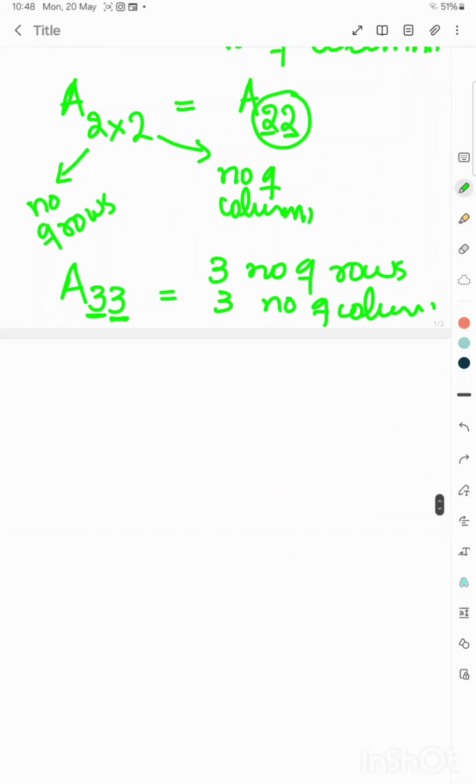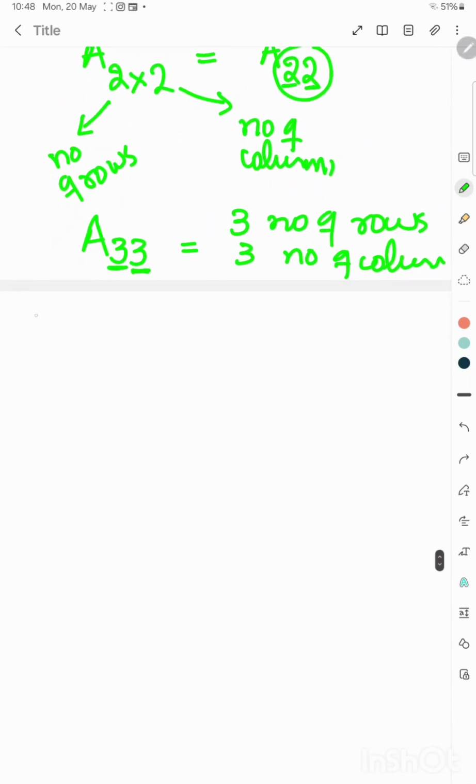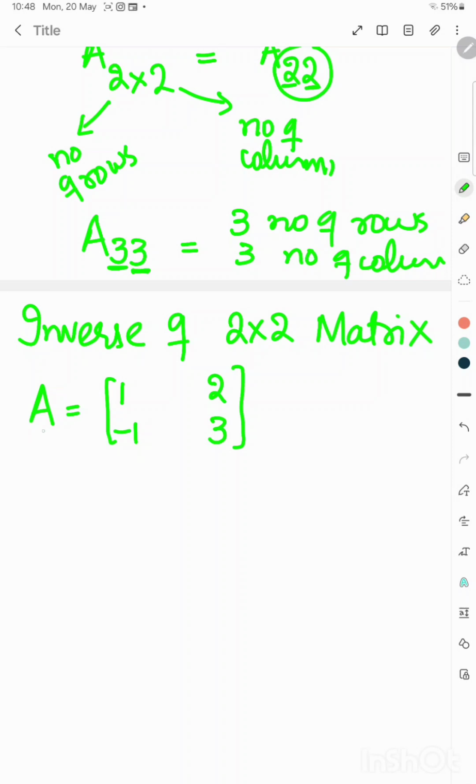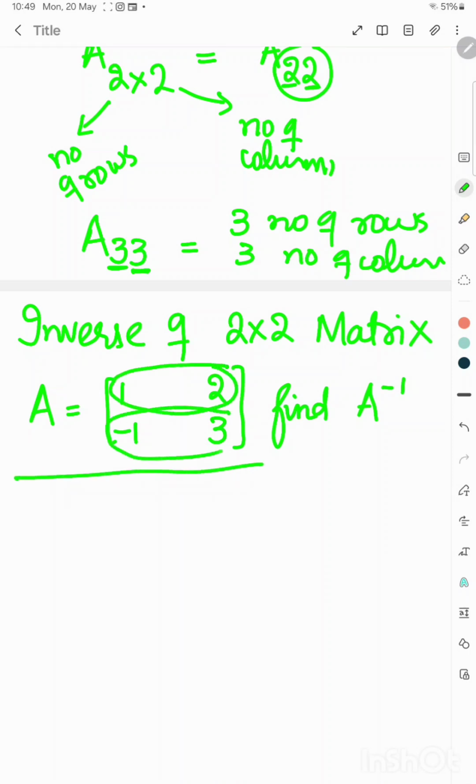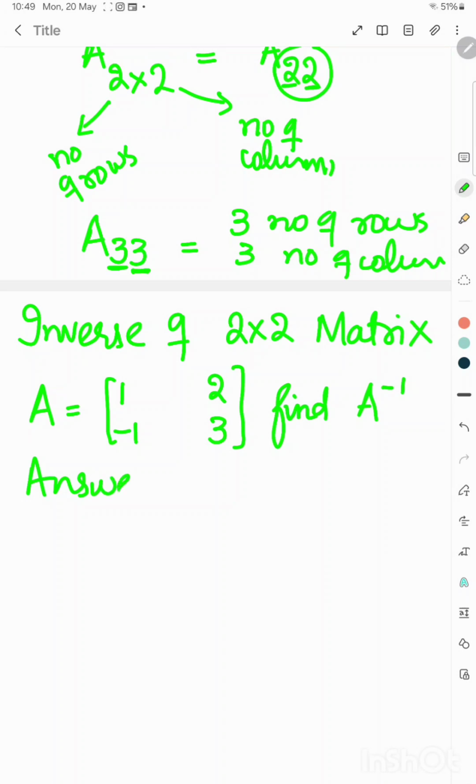So here in this example a matrix is given which is equal to 1, minus 1, 2, 3, and we have to find A inverse. Okay students, as you can see, in this matrix A the number of rows is 2 and the number of columns is also 2, so it is a 2 cross 2 matrix. Now I will solve this example for you.